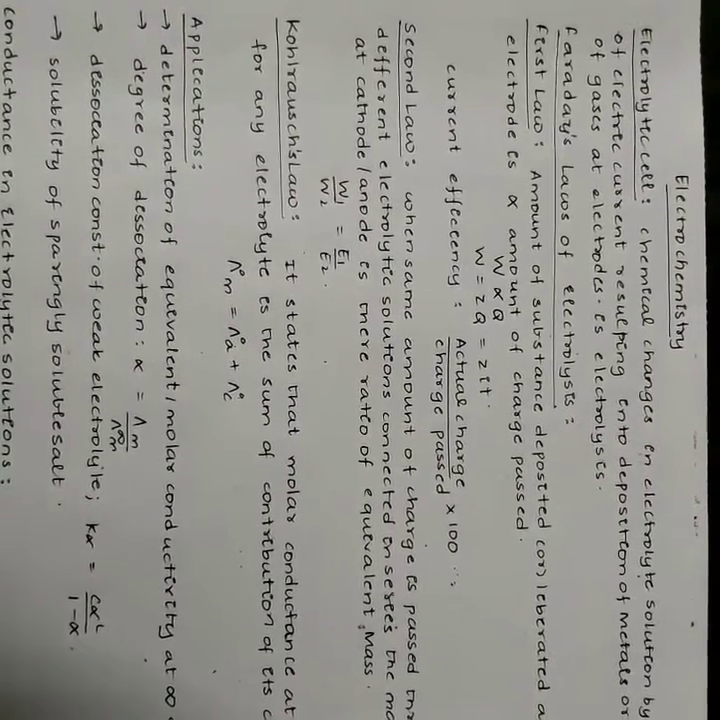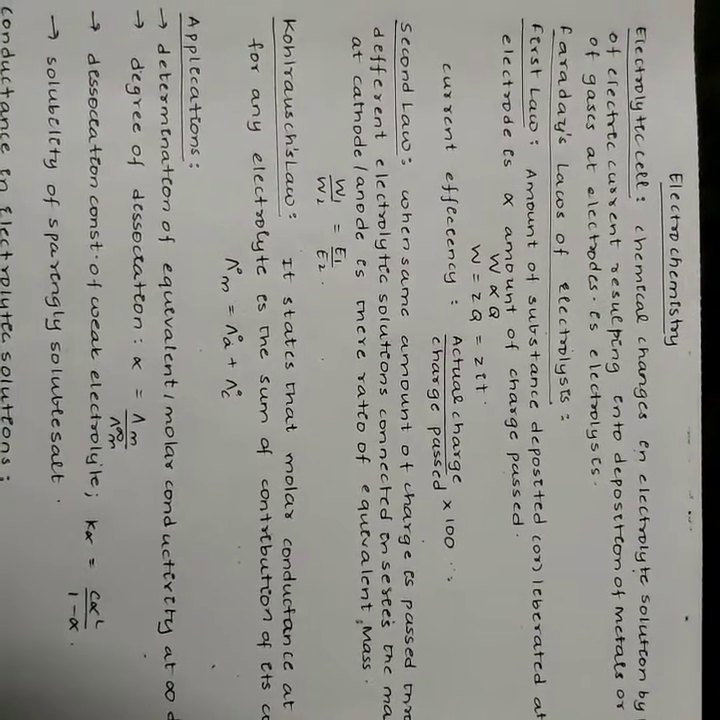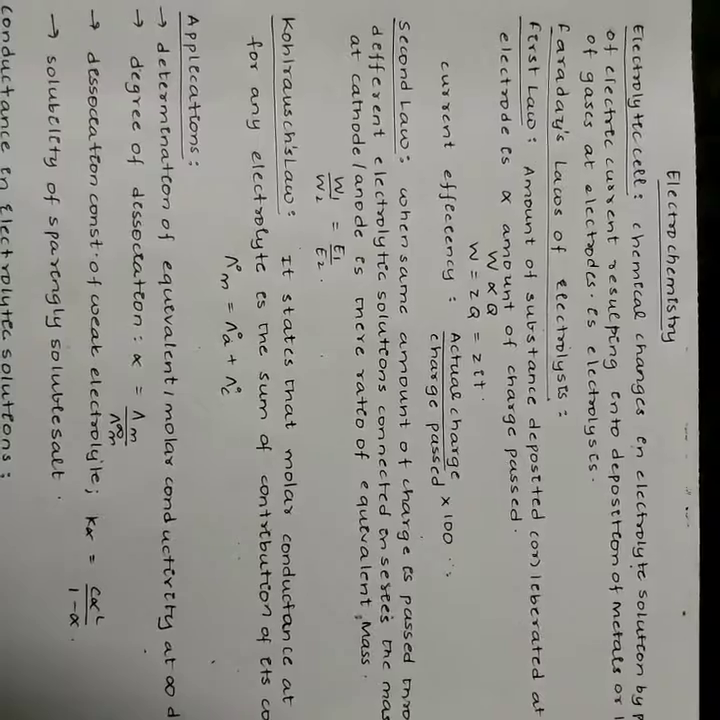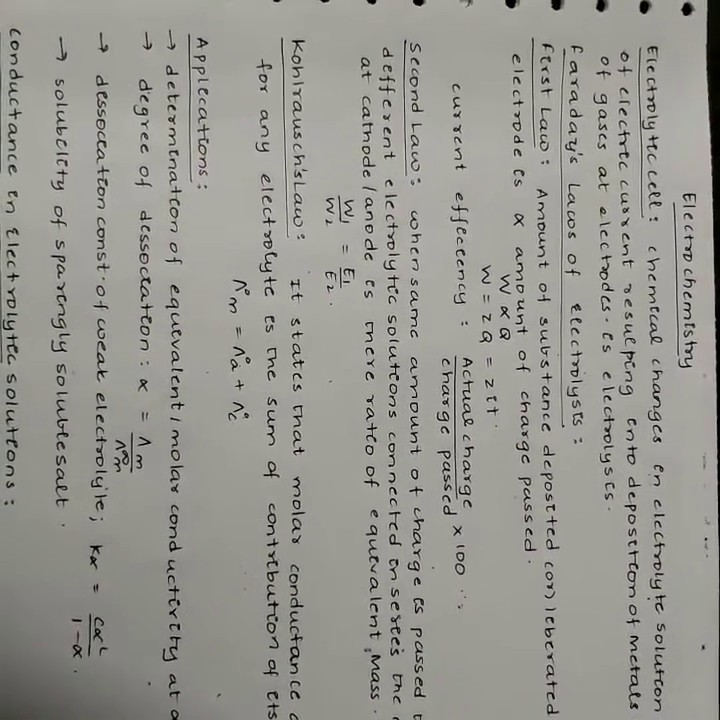Where W is the mass liberated or deposited, Q is the charge in coulombs, I is the current, t is the time, and Z is the electrochemical equivalent. 1 Faraday is 96,500 coulomb.